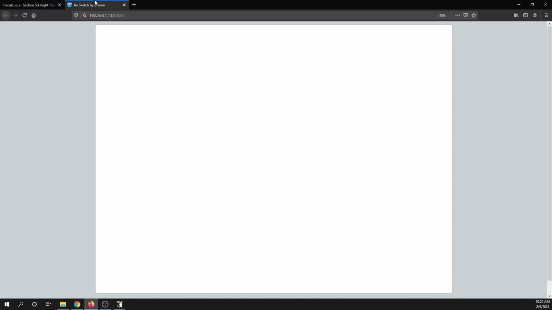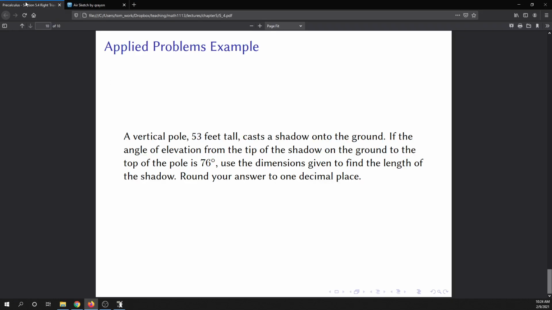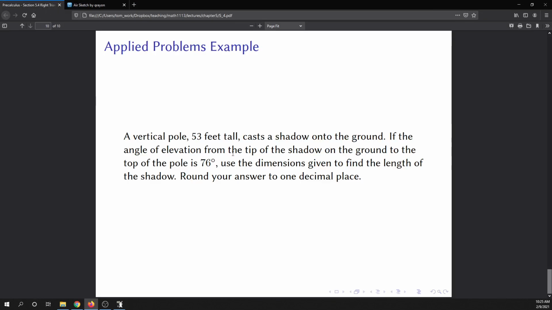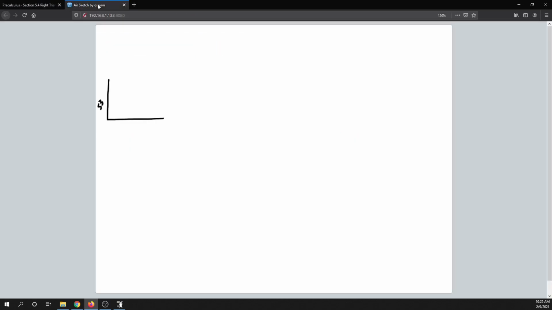So first thing I'm going to do is draw a picture. Here's the pole, and we know that the pole is 53 feet tall. So 53. All right, it says if the angle of elevation from the tip of the shadow, so it casts a shadow, so the sun is up here somewhere, or some light source, and it's casting a shadow.